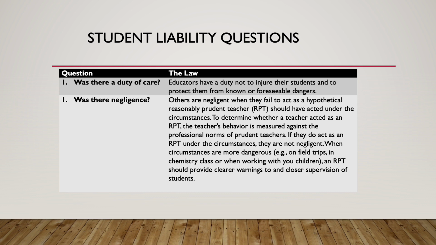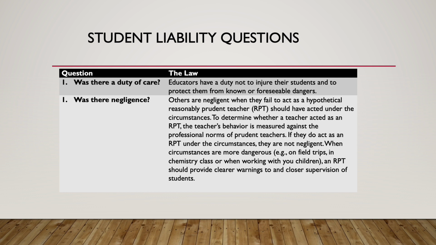So where's the negligence? That's the first thing we're going to look at. It's determined that others are negligent when they fail to act as a hypothetical, reasonable, prudent teacher, an RPT. And I'm going to focus on teachers, but of course, always know that this goes all the way to staff, any staff member on your campus. So the RPT should have acted under the circumstances.